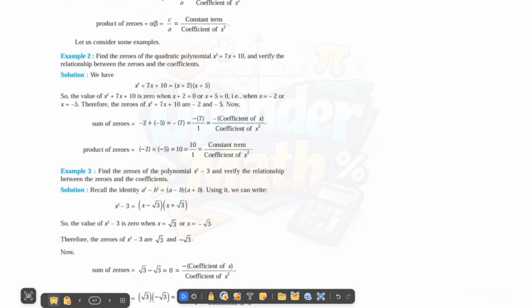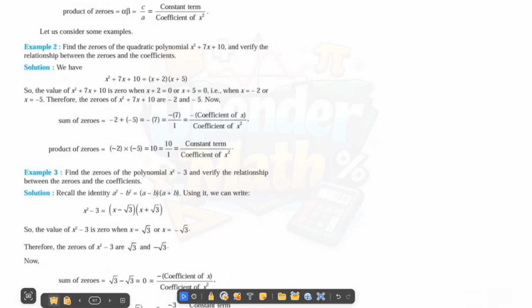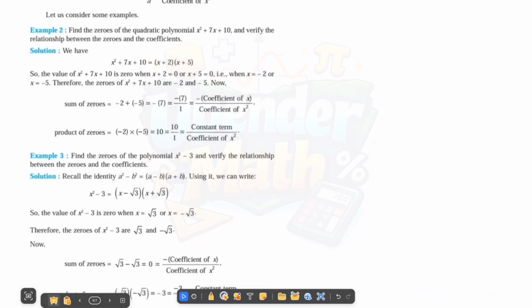Now let us see example 2. What is example 2? Find the zeros of the quadratic polynomial x square plus 7x plus 10 and verify the relationship between the zeros and coefficients. So first of all, we have to find the zeros of this polynomial, and then we have to verify the relationship between the zeros and coefficients.